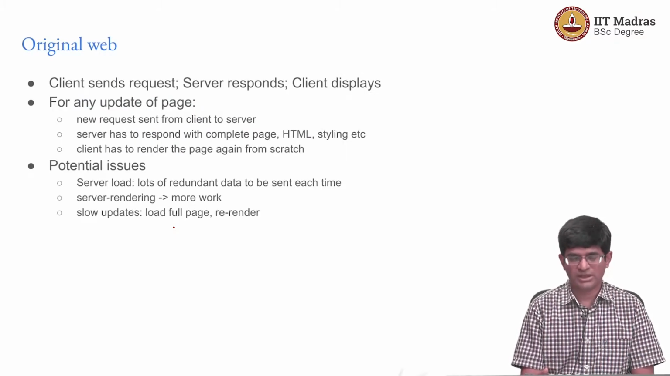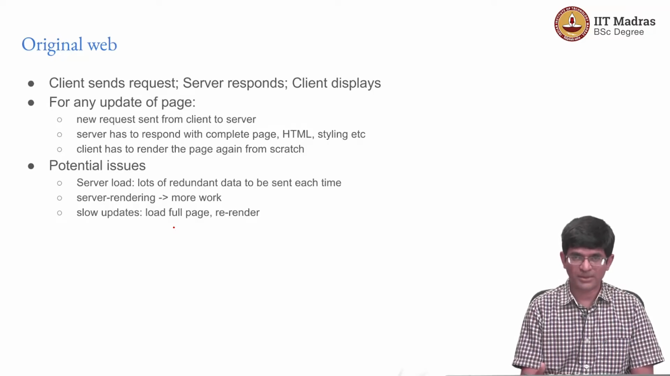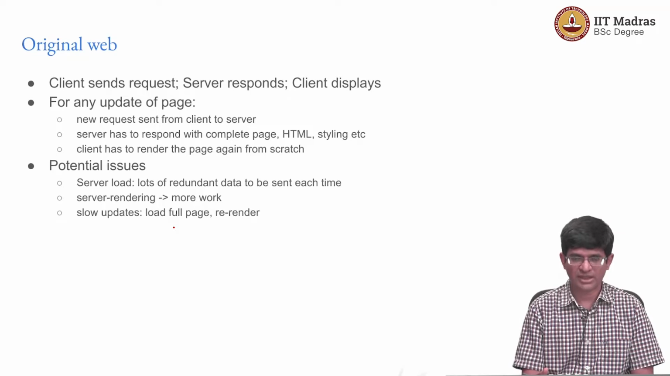So the original web, as designed in the late 80s, early 90s, had this notion that a client sends a request, the server responds, and the client displays whatever came back from the server. Anytime you want to update what is displayed on the screen, a new request has to be sent from the client to the server. The server has to respond with the complete page, right? Which at that point was basically HTML. Even styling really didn't exist at that point. You just had the HTML tags, and it was up to the browser how it would choose to display various things. The whole idea of different fonts didn't really exist at that time. So the client has to render the page again from scratch, okay?